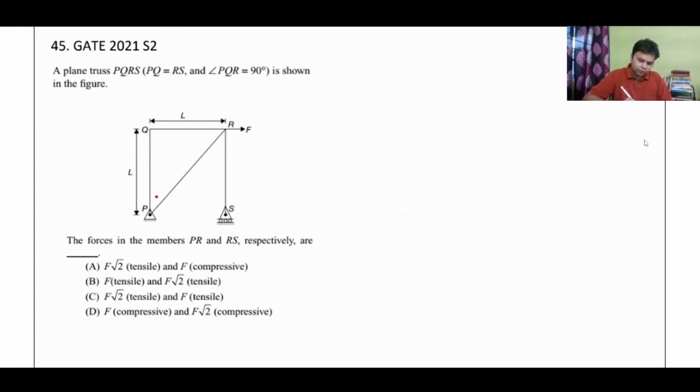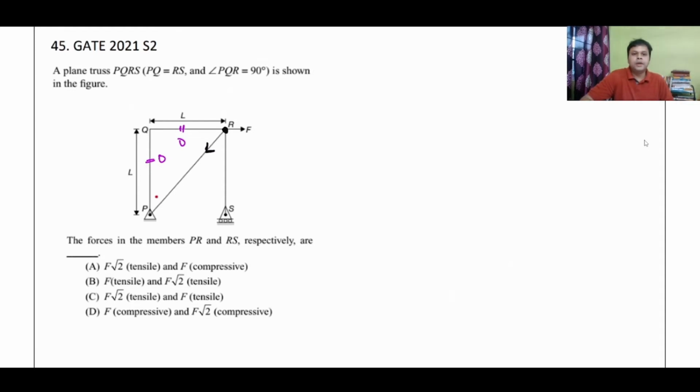So what is the force in this member? Zero. Force in this member is zero. So it is reduced to a triangle, right? Let me draw the triangle. Before drawing the triangle, let me say what will be the direction of forces? You should be able to understand this. There is only one possible direction of force.